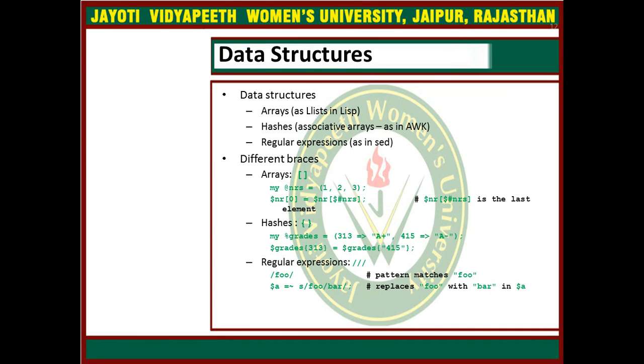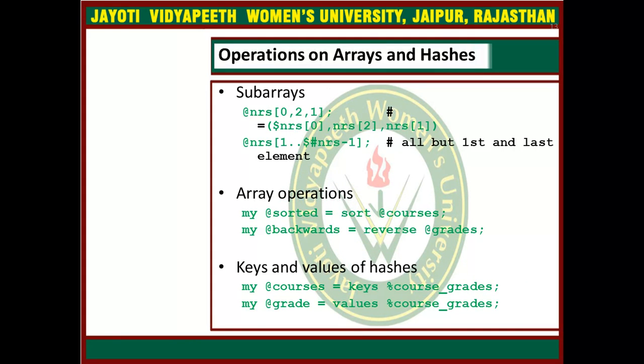Now come to the data structures. Data structures in this are arrays, hashes and regular expressions. These data structures are used in the Perl language, and different braces for arrays, hashes, regular expressions you can see in this slide. Now the operations on arrays and hashes. Sub-array, in this we define like 0 to 1, these are the elements of the array, means there are totally 3 elements, and the same for array operations.